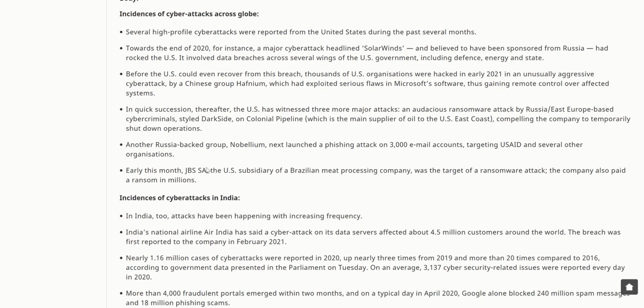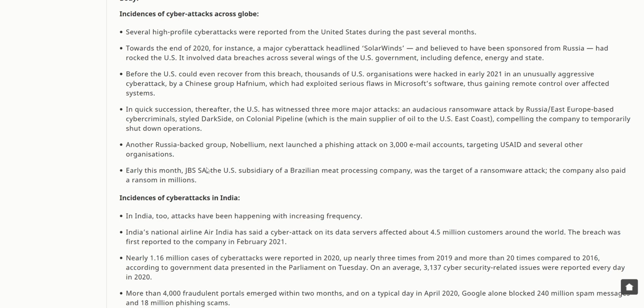Several high-profile cyber attacks were reported from the United States during the past several months. Towards the end of 2020, for instance, a major cyber attack headlined SolarWinds and believed to have been sponsored from Russia had rocked the US. It involved data breaches across several wings of the US government, including defense, energy, and state. Before the US could even recover from this breach, thousands of US organizations were hacked in early 2021 in an unusually aggressive cyber attack by a Chinese group, Hafnium, which had exploited serious flaws in Microsoft software, thus gaining remote control over affected systems.